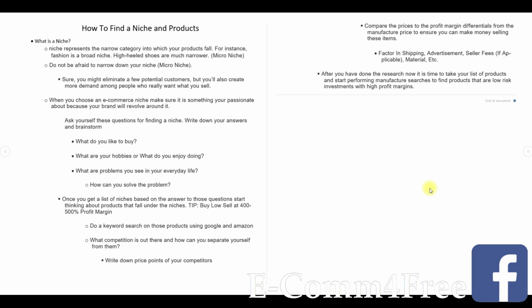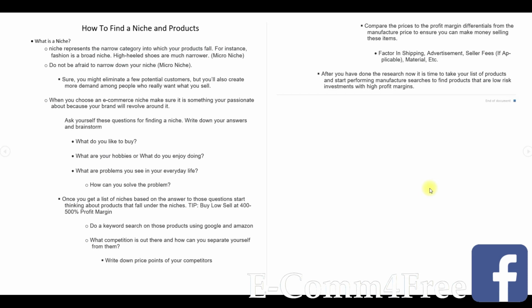And then you need to start studying what competition is out there. How can you separate yourself from them? Write down price points of your competitors. Even though you're getting your average price from Amazon and Google, from all across the web, still write down the prices of all your competitors, because that's going to give you an idea of who you're competing with. So don't just write down your average, write down all the prices.